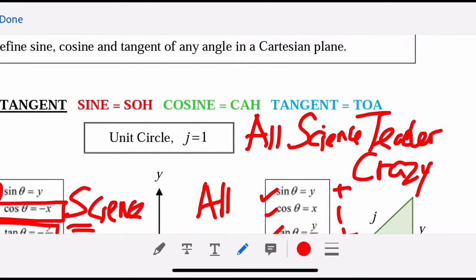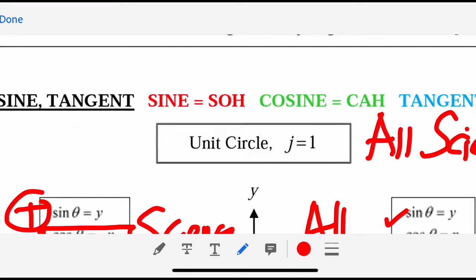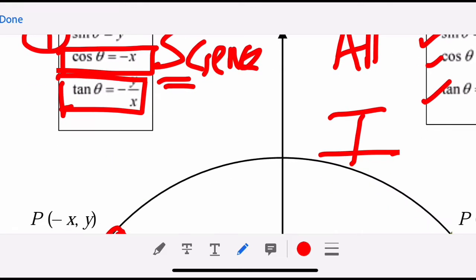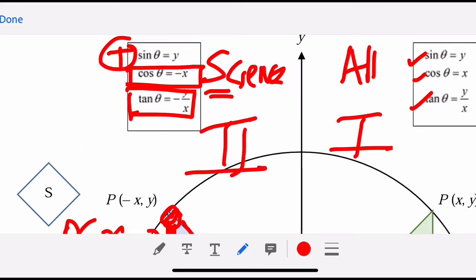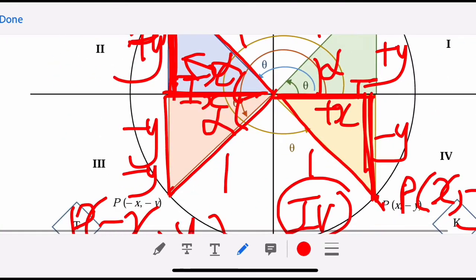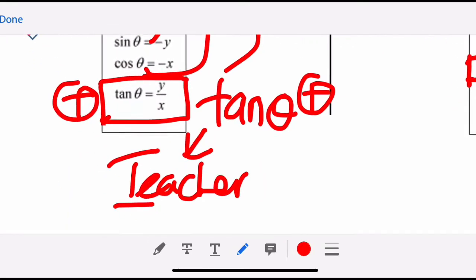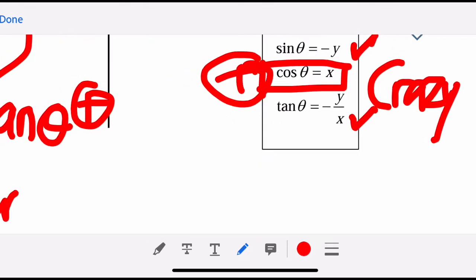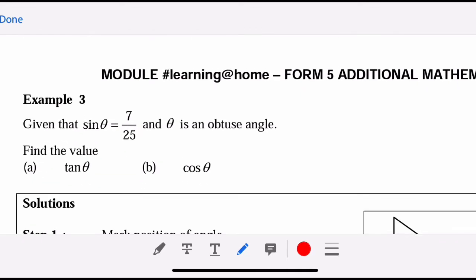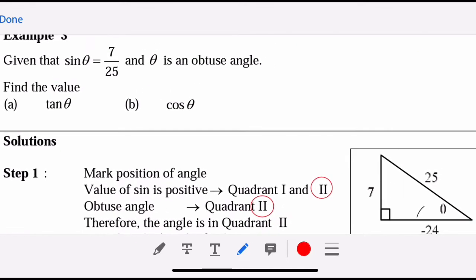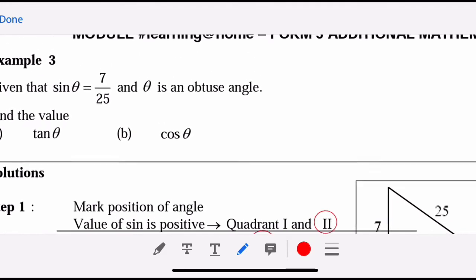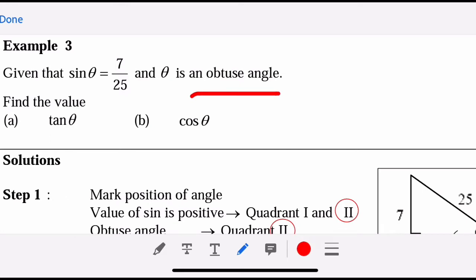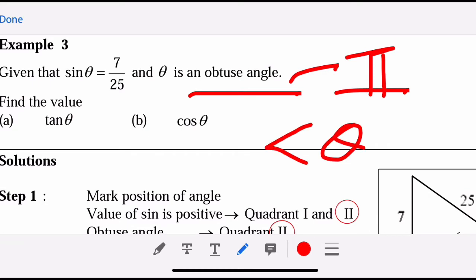So we always use a shortcut to help us memorize all the positive things. First quadrant all positive, second quadrant only sine positive, third quadrant only tangent positive, and the fourth quadrant only cosine is positive. Okay, so I hope you can remember all science teacher crazy. After you memorize all science teacher crazy, you can solve all these questions. When they say obtuse angle, it is to tell you that it's the second quadrant. Obtuse is defined as an angle more than 90 and less than 180.